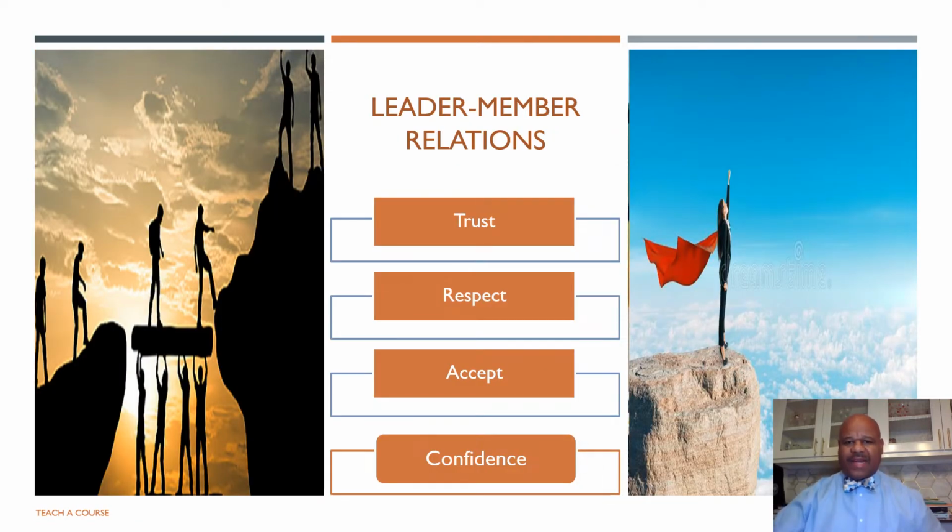So when we think about the leader-member relation, basically we're talking about the influence the boss has on the followers. Do the followers trust? Do they respect? Do they accept? And do they even have confidence in the leader?